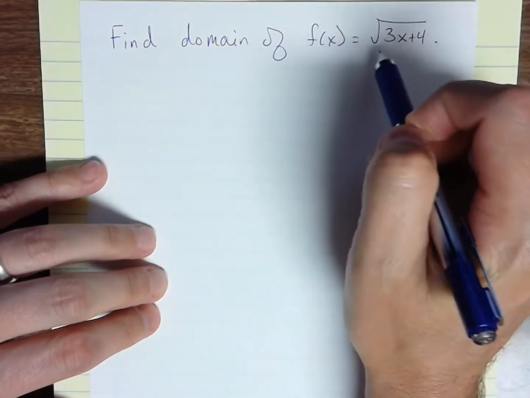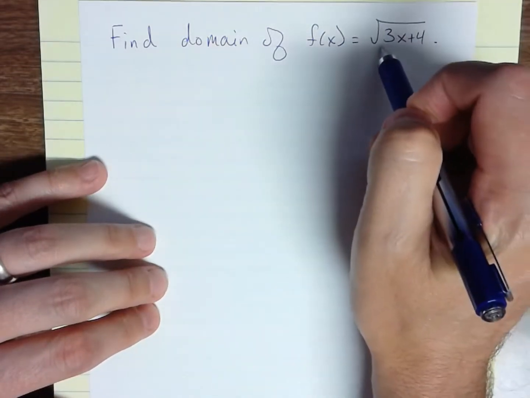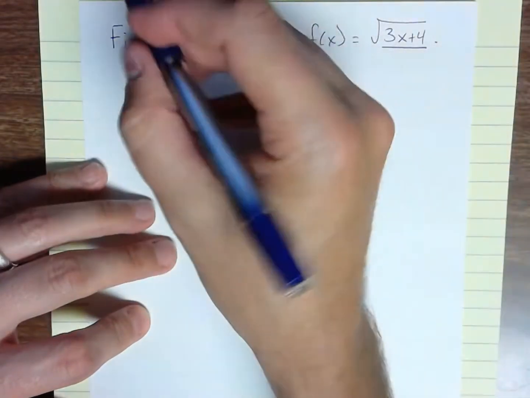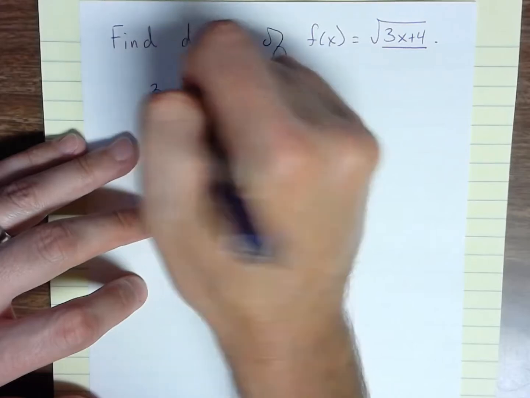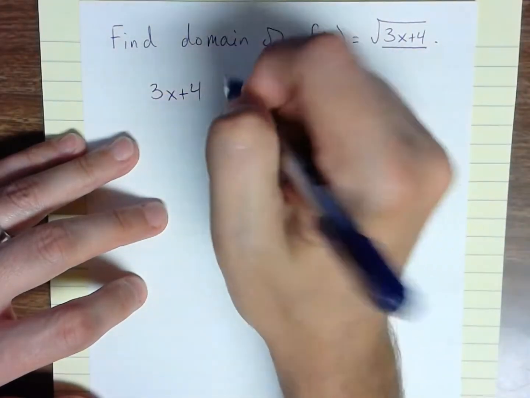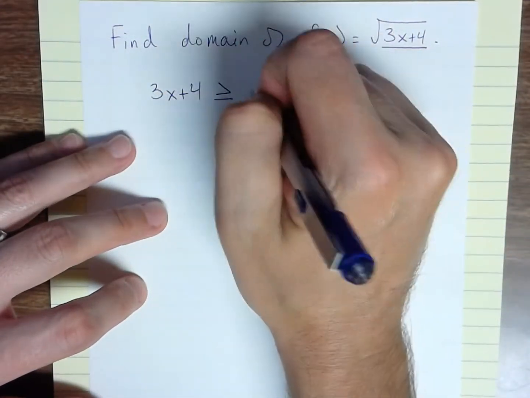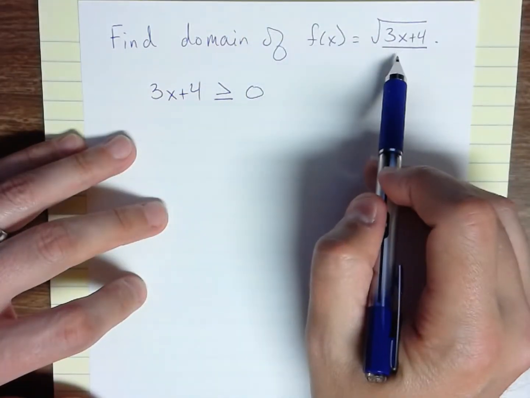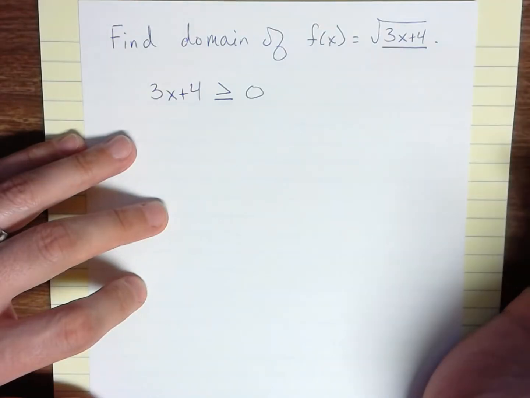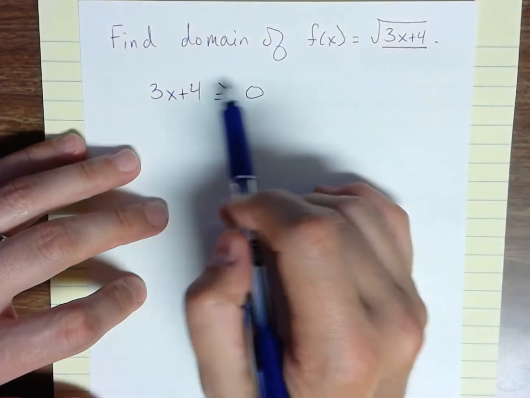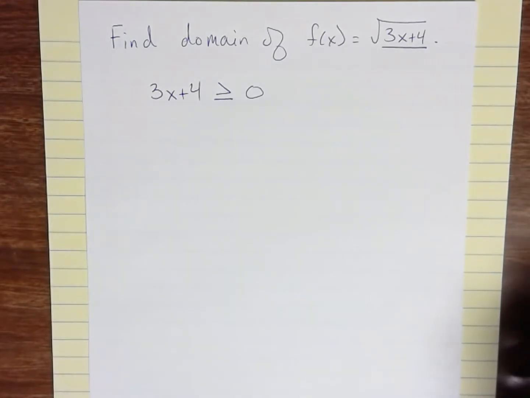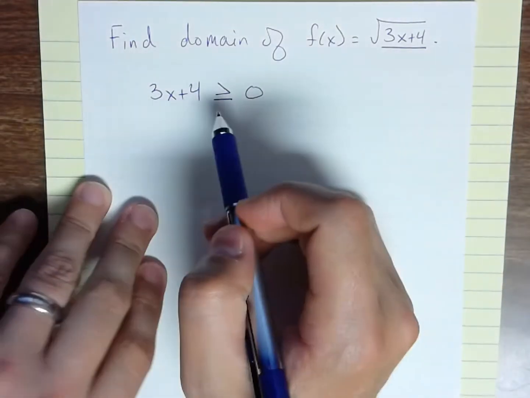And so whatever's under the radical, just take that entire expression and create an inequality. So we're going to say 3x plus 4 is greater than or equal to 0. So this could be equal to 0. The square root of 0 is 0, so that's okay. And it can be any positive number, it just can't be negative. So we just created a simple inequality.